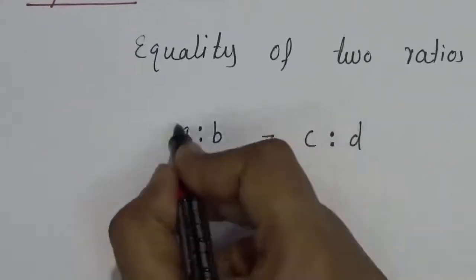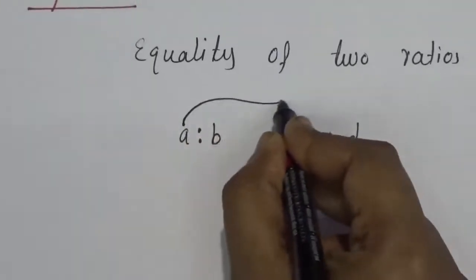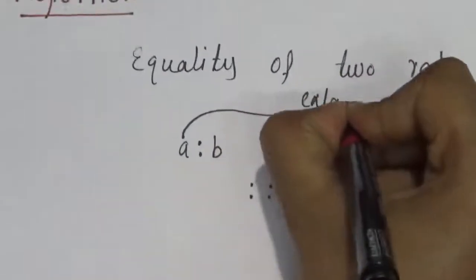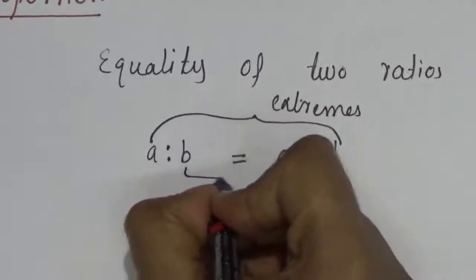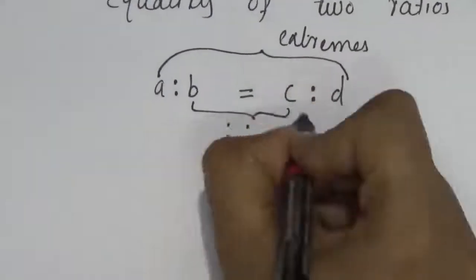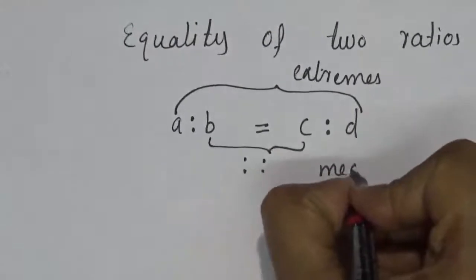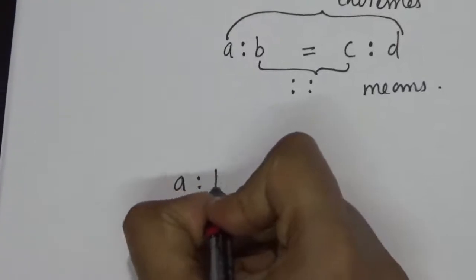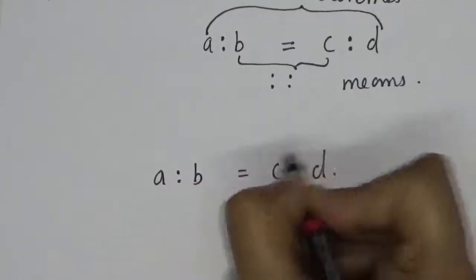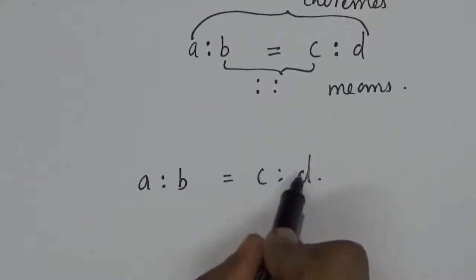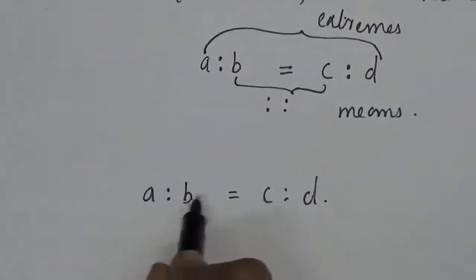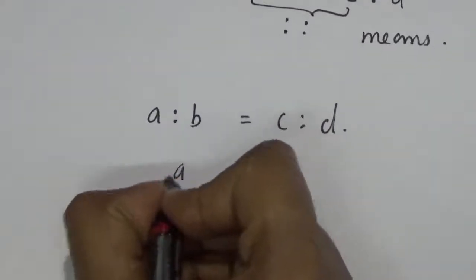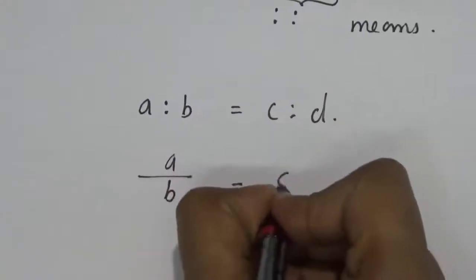So this first and fourth quantities, that is A and D, are called extremes. And the second and third, that is B and C, are called means. So if A is to B is equal to C is to D, that means A, B, C and D are in proportion. We have studied that A is to B can be written as A by B, C is to D can be written as C by D.